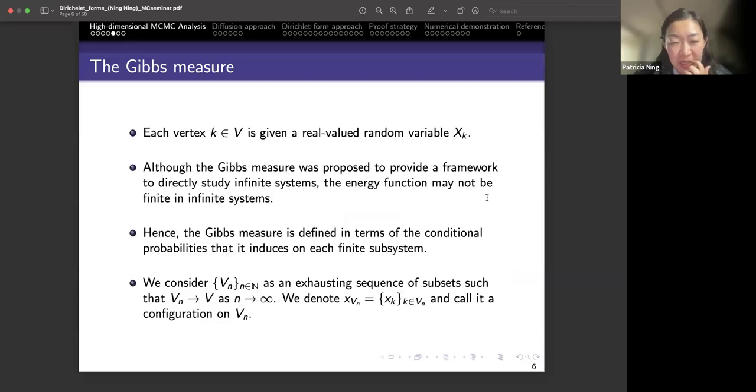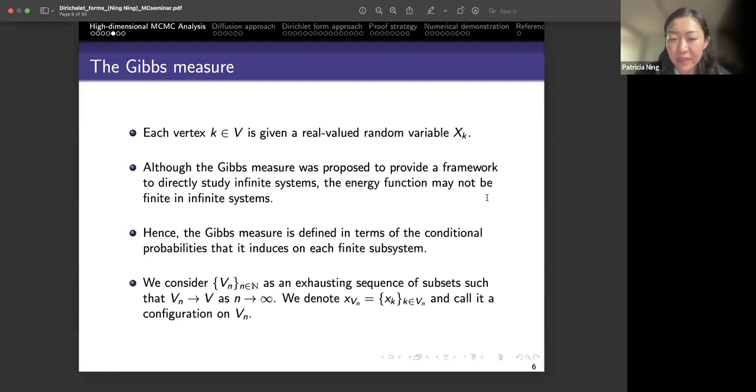Each vertex k in the set V is given a real-valued random variable we denote as x_k. Although the Gibbs measure was proposed to provide a framework to directly study infinite systems, the energy function may not be finite in infinite systems. Hence, the Gibbs measure is defined in terms of the conditional probability that it induces on each finite subsystem.